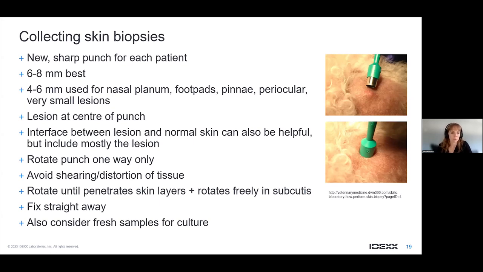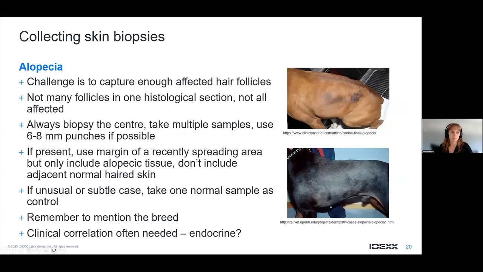Don't shear or distort the tissue by going one way and then the other way. Just rotate the punch one way only. That helps with avoiding any artifacts as well. And as with every sample, if you want to submit for histology, the sooner you fix them in formalin, the better, because that preserves the cells, but also preserves the architecture. As I said before, you can also consider fresh samples for culture at the same time.